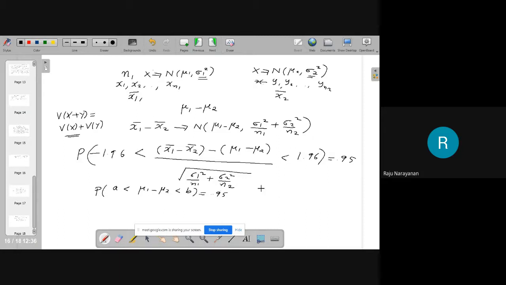Therefore, the lower and upper limits will get some value, no? X1 bar is known, x2 bar is known. Sigma 1 square is known, n1 is known, sigma 2 square is known, n2 is known. Everything is known. Only unknown things are mu1 and mu2. Therefore this is the confidence interval for the difference of the means.